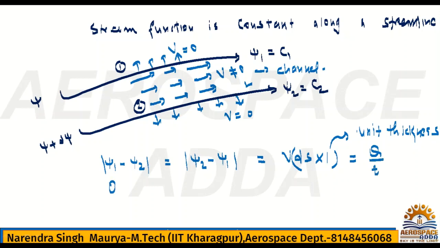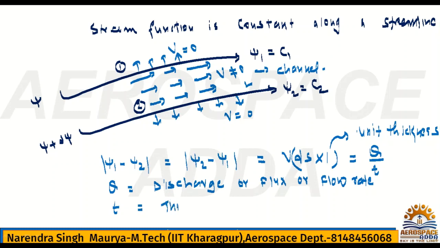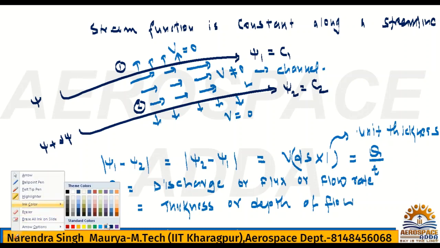What is the q? Q is the discharge, okay, it is the discharge or flux or flow rate. T is the thickness or depth of flow. So what is the mean of psi2 minus psi1?